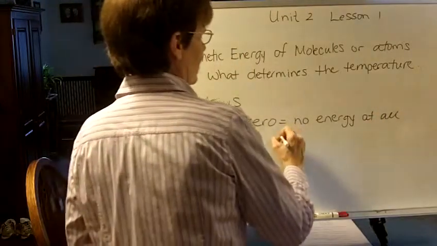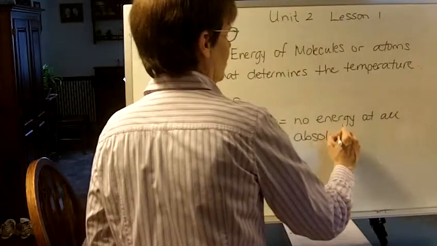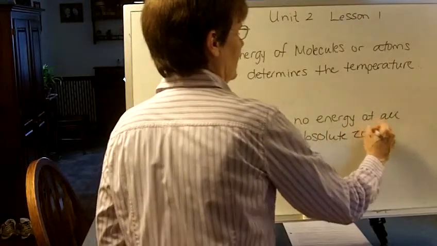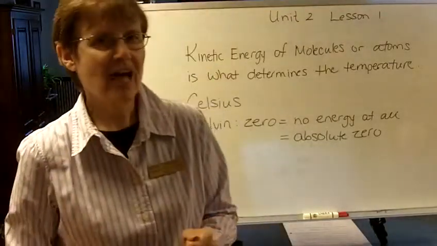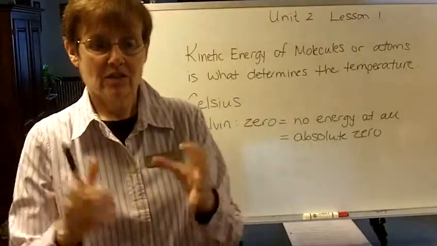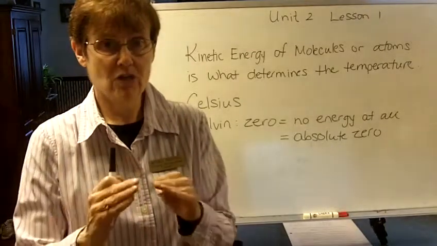And that's called absolute zero. So 0 on the Kelvin scale is called absolute zero, and they call it that because if something is at absolute zero, it really has no energy at all.